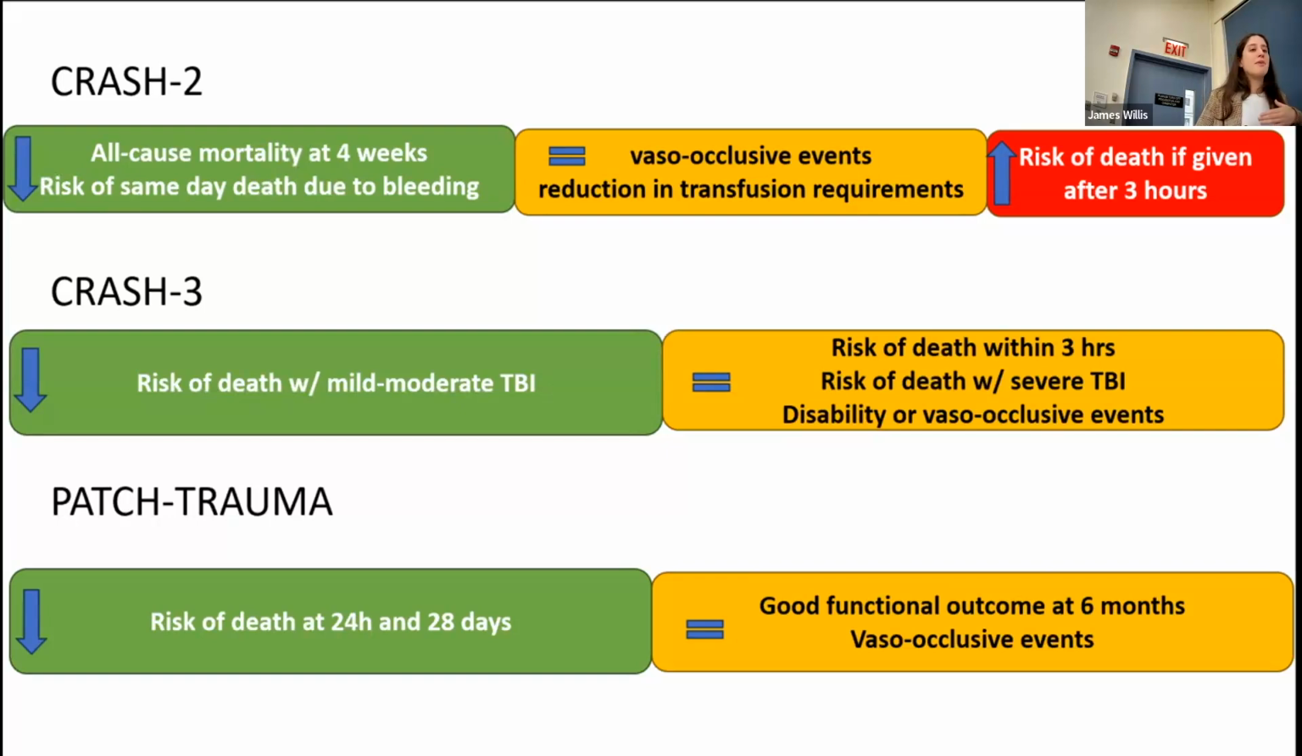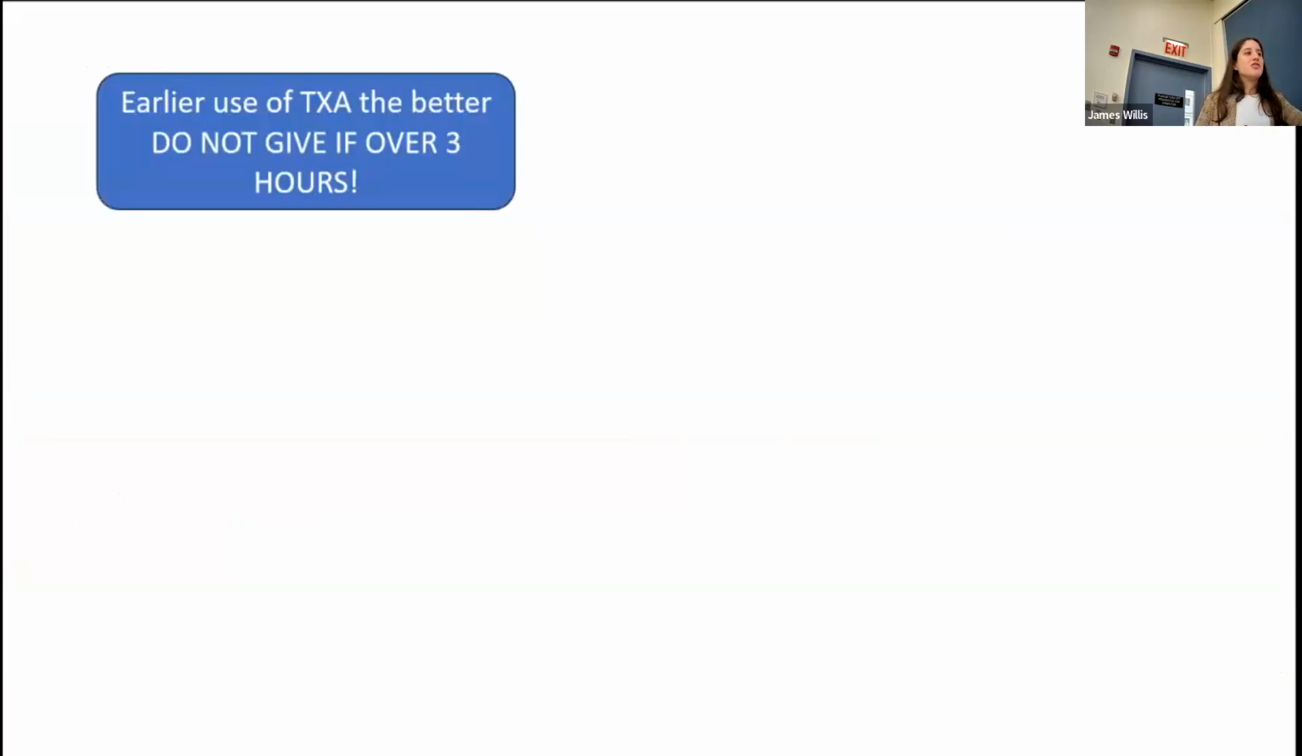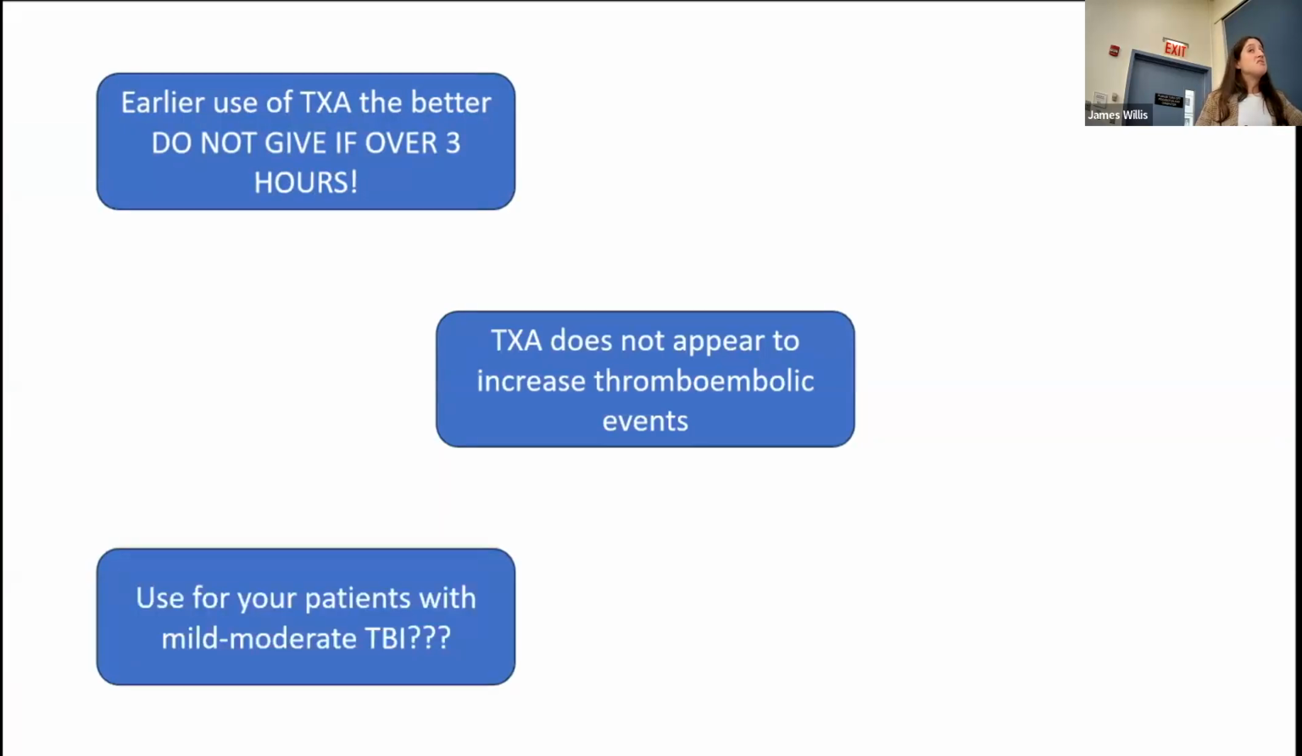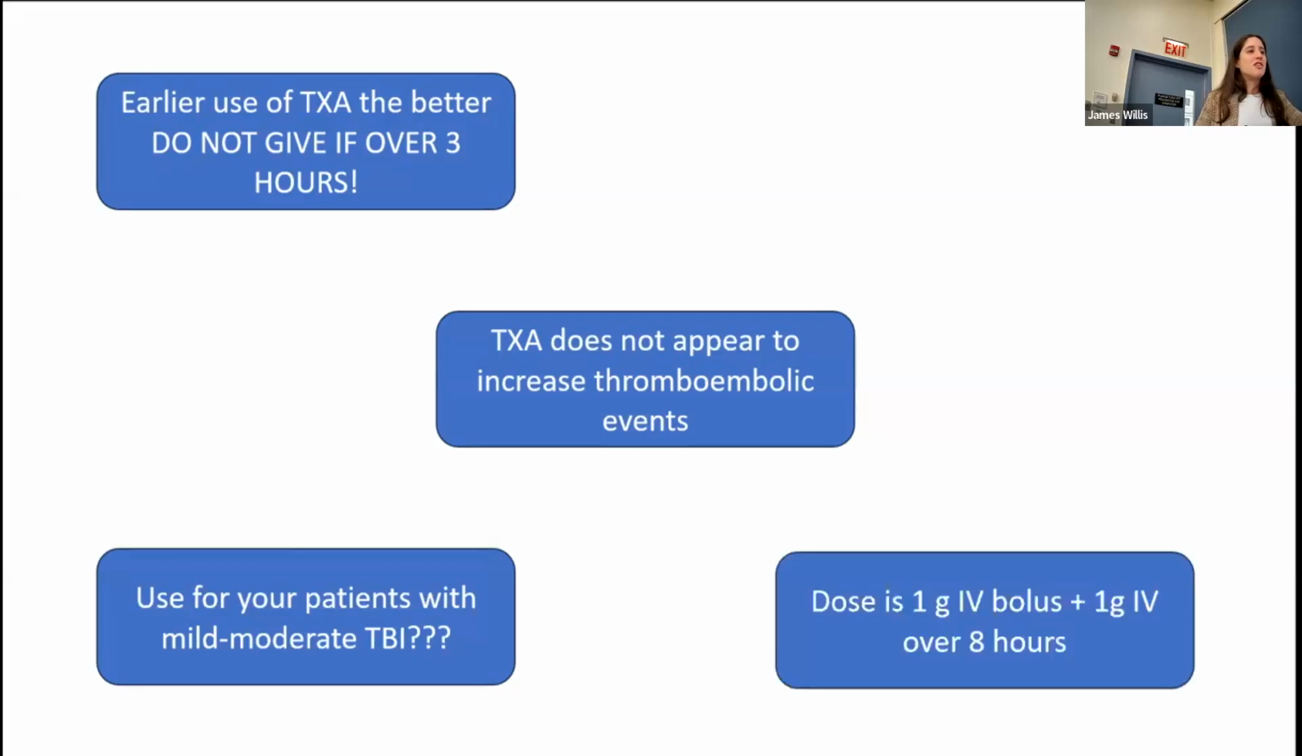So in my opinion, if you're able to give TXA within 3 hours, which we usually are able to, I would say why not? In summary, early use of TXA is better. Don't give if it's over 3 hours. TXA doesn't appear to increase vaso-occlusive events. Consider its use for mild to moderate TBI. Again, arguable, controversial. The dose is 1 gram bolus and then an IV infusion.